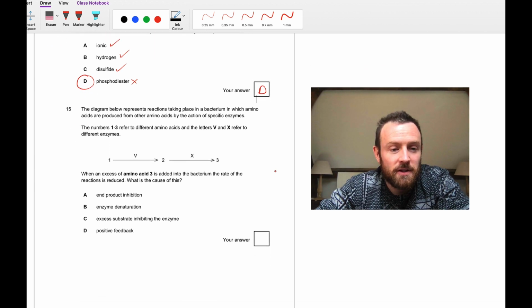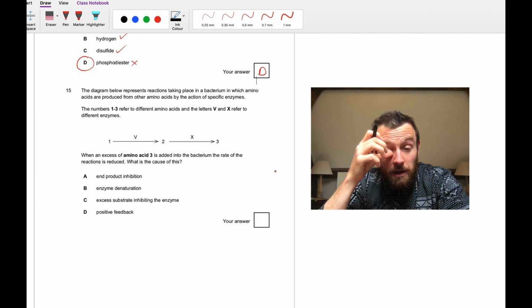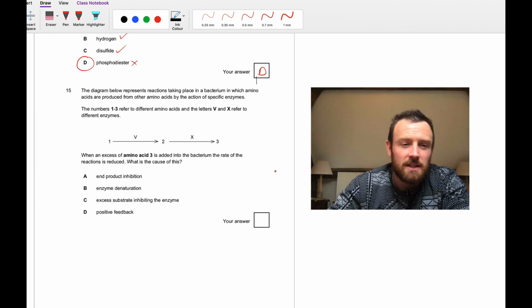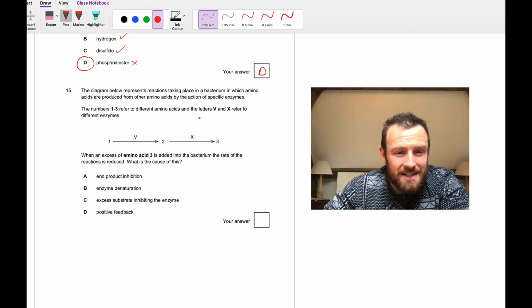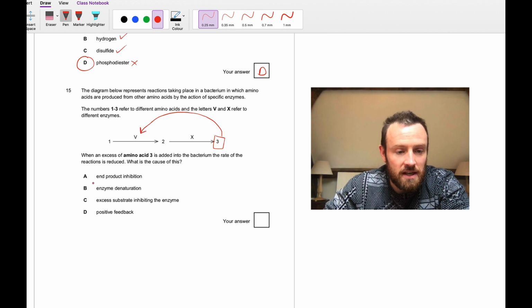15. The diagram below shows some reactions in a kind of metabolic pathway. So we can see an amino acid is converted from 1 to 2 to 3 by enzymes V and X. When an excess of amino acid 3 is added into the bacterium, the rate of the reaction is reduced. What is this an example of? So 3 probably comes over here and inhibits V. So this is end product inhibition.